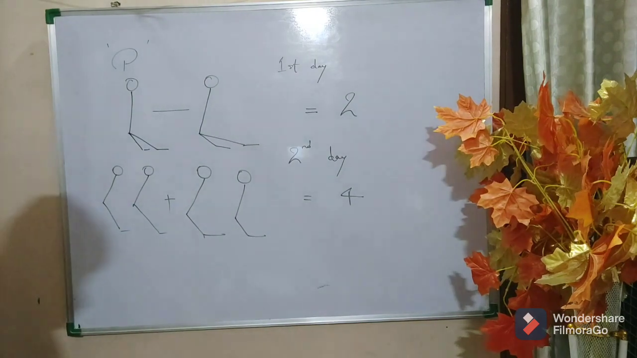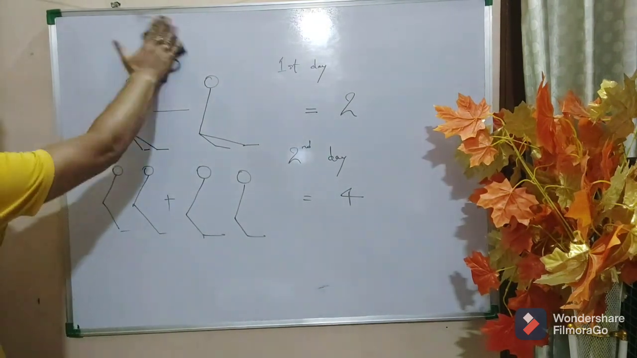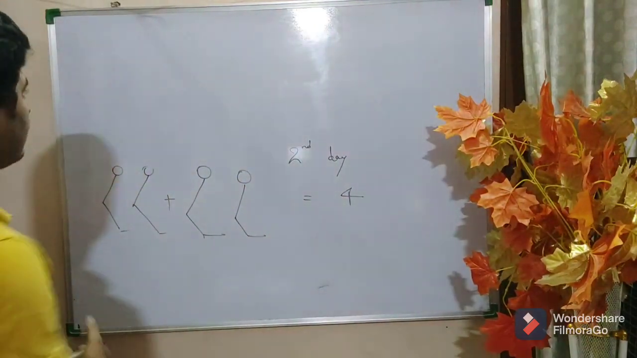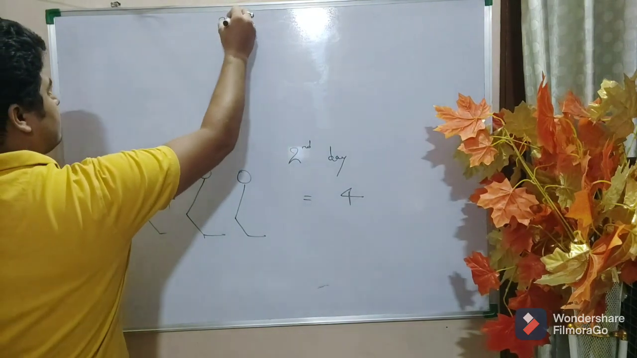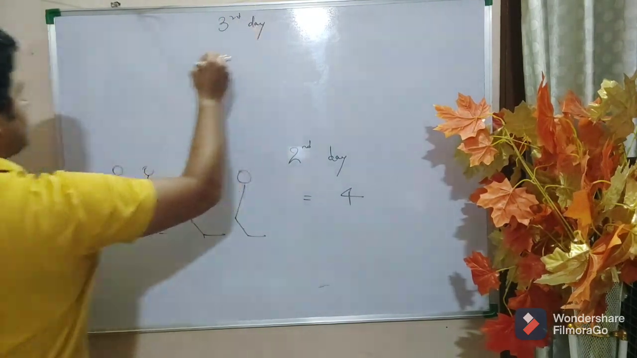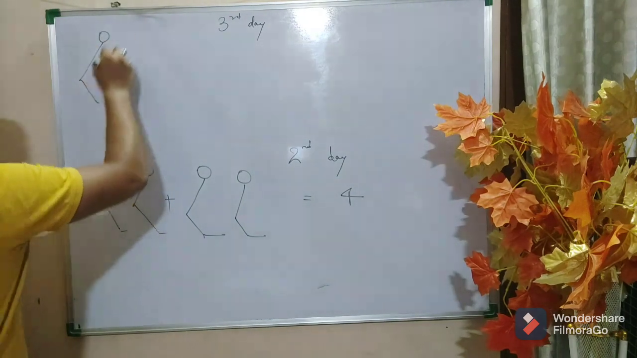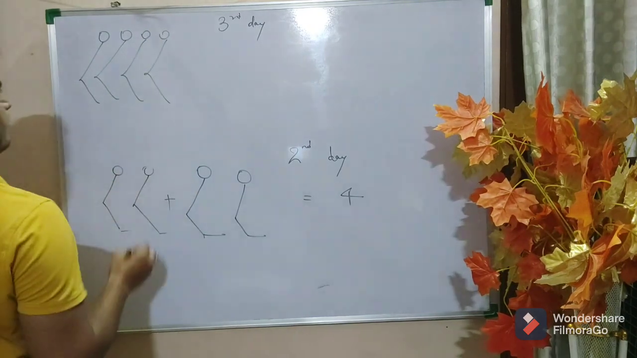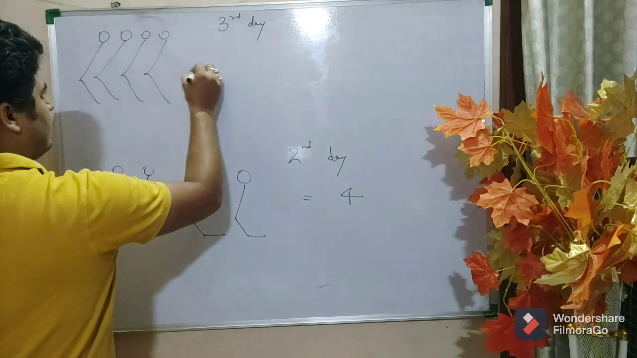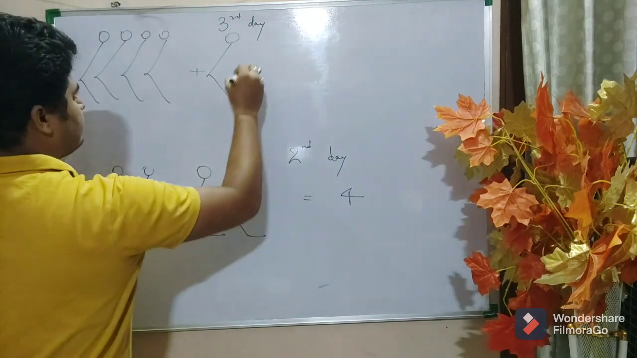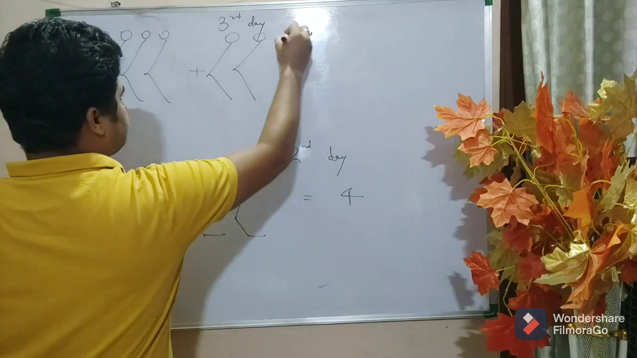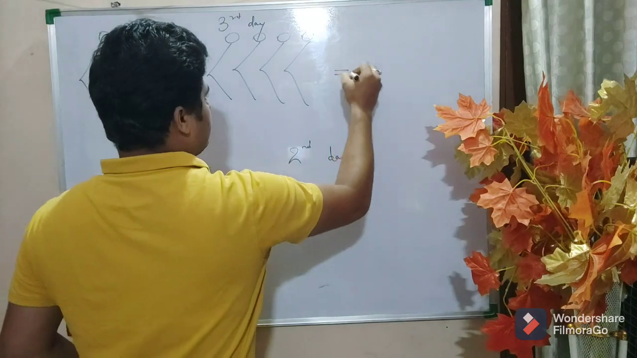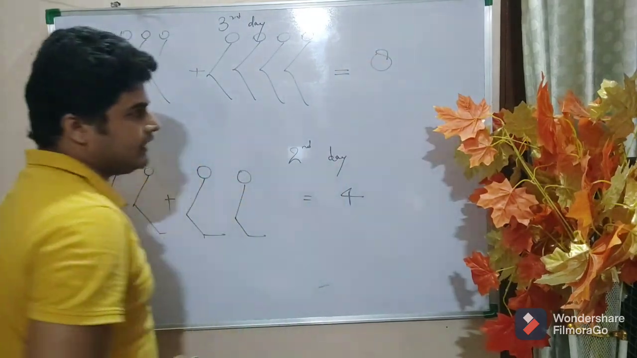Then can you imagine what will happen on the third day? Yes, on the third day, now there are in all 4 patients. They all will infect one individual. So now there are total how many patients? 4 plus 4, 8 patients.